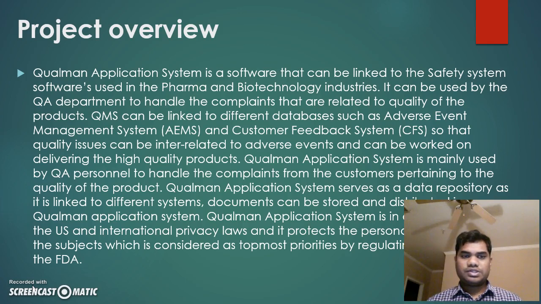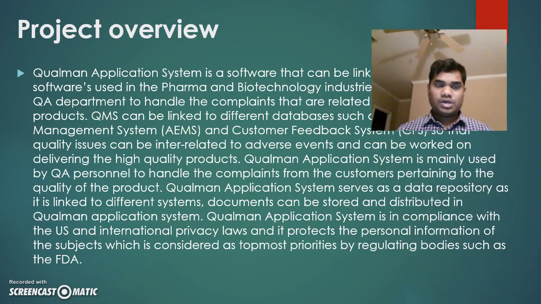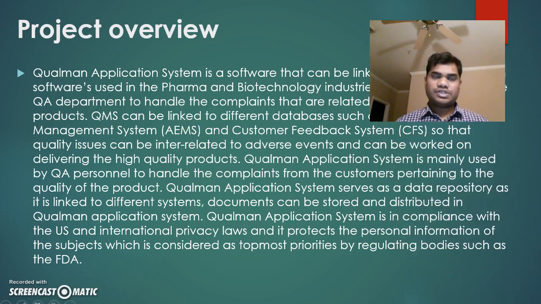Qualman system is basically used by the QA departments to handle complaints from the customers pertaining to the quality of the products. The main thing about this system is that it deals with improving the efficiency and the quality of the products.